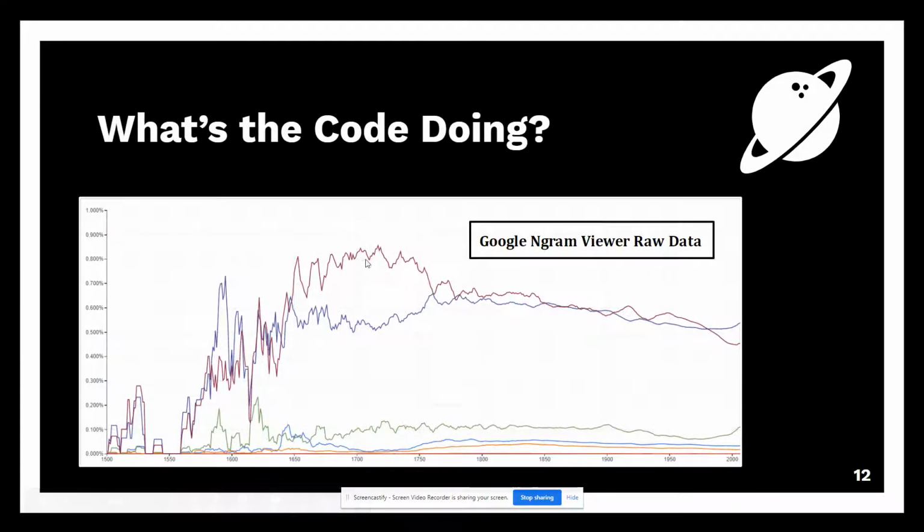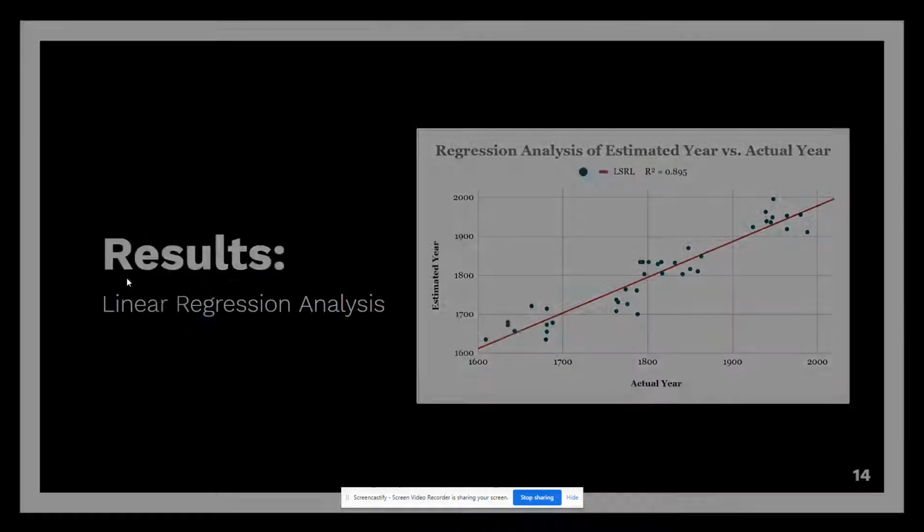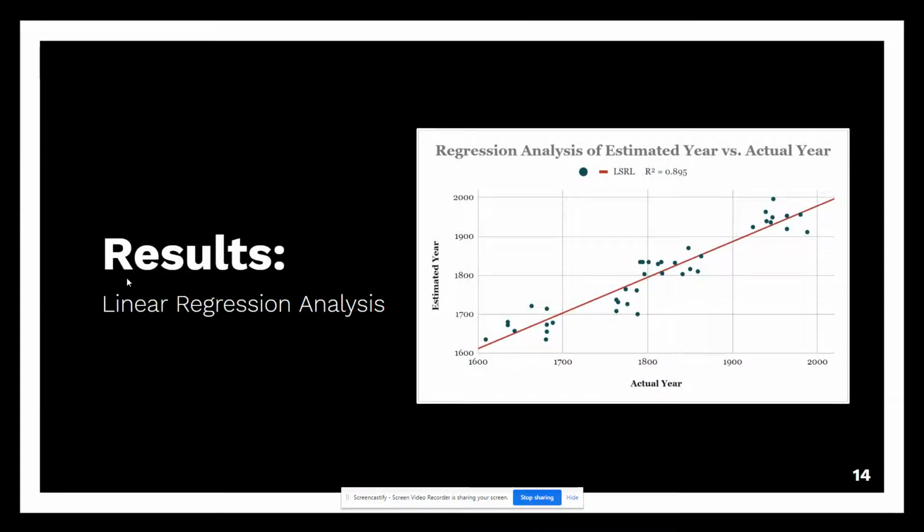So I'm accessing all this data from my own computer and then optimizing it based on what I stated before, and I find the maximum total frequency of the word usage, and that is the year that I would be estimating. And here are the results. This one's for my sentence structure. Here's the distribution of nouns, verbs, adjectives, prepositions, and clauses for all 4 centuries, for all 4 time periods I'm studying. Here are the results for my word usage.